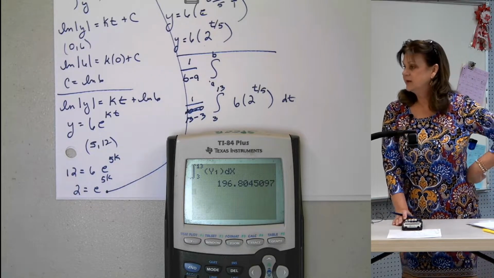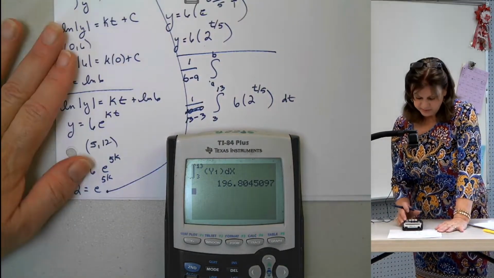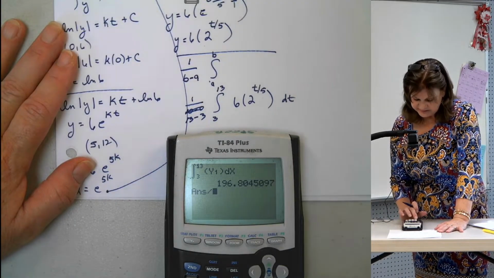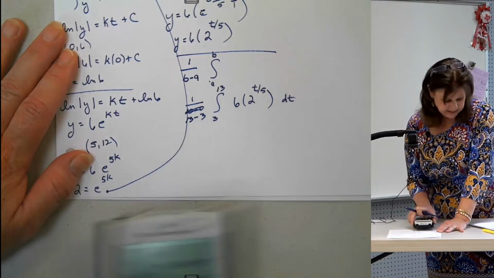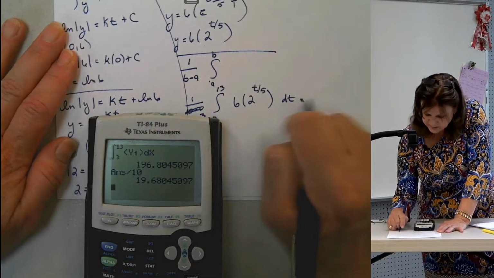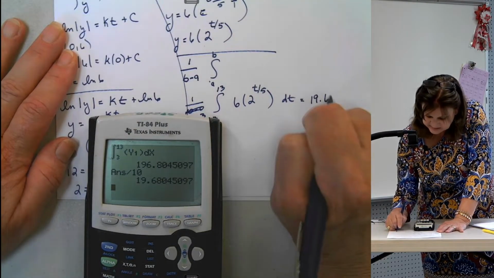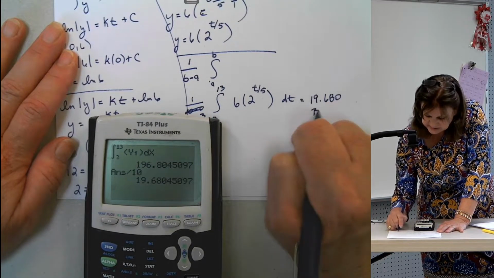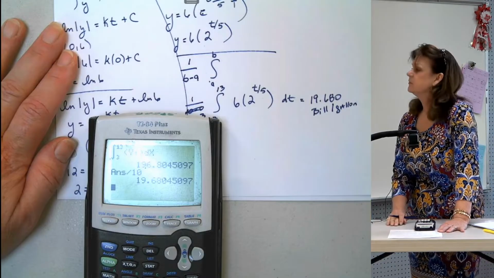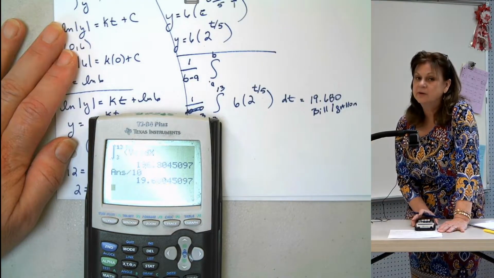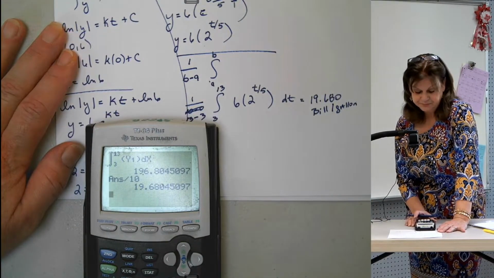So I've got 196.804. I'm going to divide that by 10, or multiply it by 1/10. So I end up with 19.680 billions of gallons consumed from time 3 to time 13.